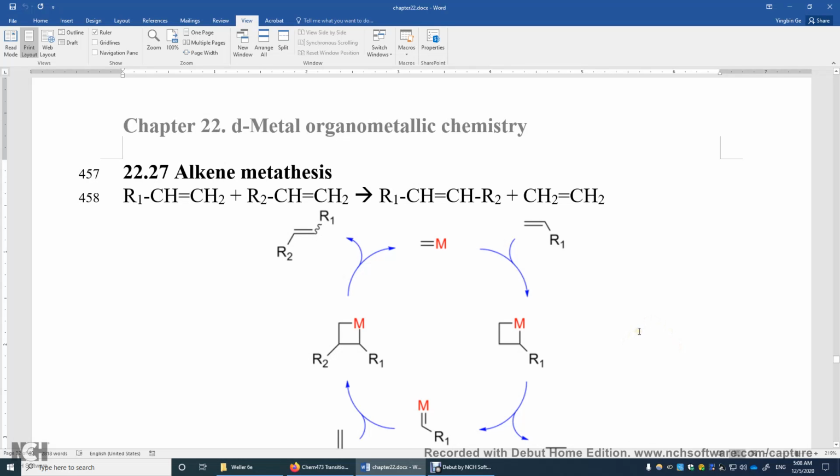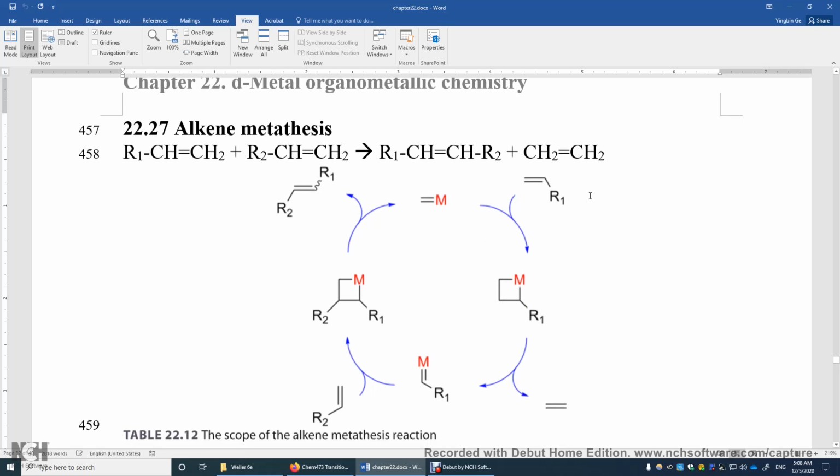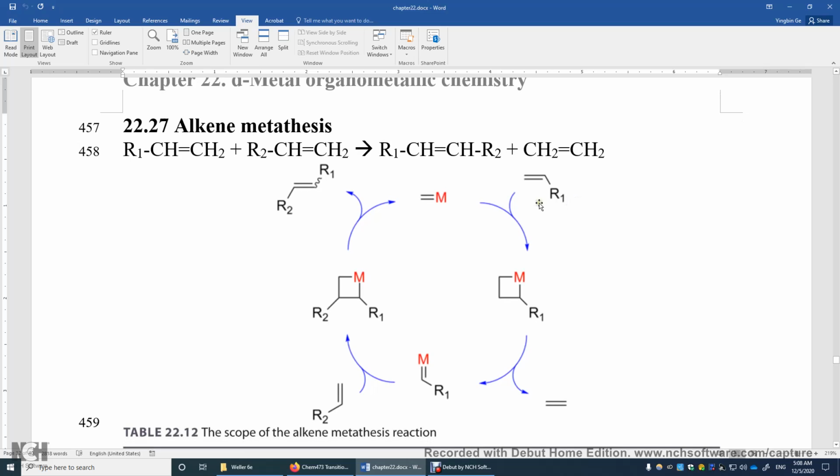Section 22.27, Alkene Metathesis. In this reaction, two alkene molecules exchange their functional groups. In the product, we have R1 and R2 bonded to the two carbons of the same double bond, and also ethylene is produced.